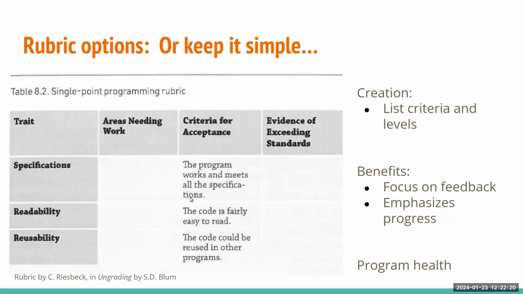And so what he said is that, again, you still have the same criteria that you are assessing by, but basically, does the program work or not? Is the code readable or not? And then if it is, you can say, okay, here's evidence of exceeding the standards. If they did an exceptional job, you can write that out and give more feedback there. Or if the students need more work to improve in an area to get to a mastery level, you could do that there.